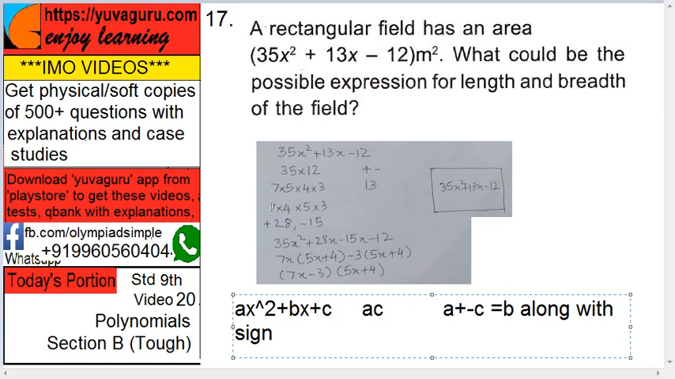So 7 4s are 28 and make this 15 as minus 15. So plus 28 minus 15. You get the answer as plus 13 along with sign, because this is important. So plus 28 and minus 15. So our expression becomes 35x² + 28x − 15x − 12.